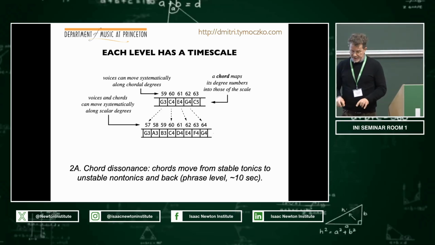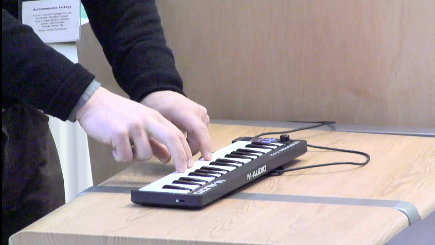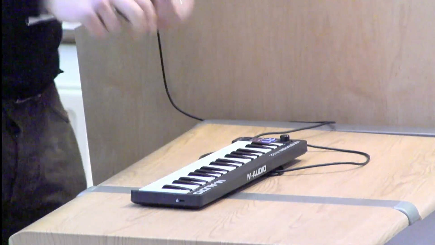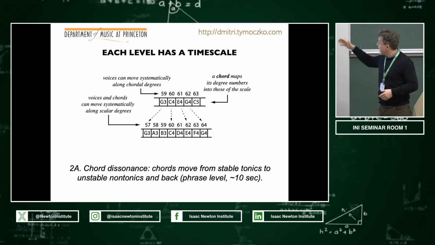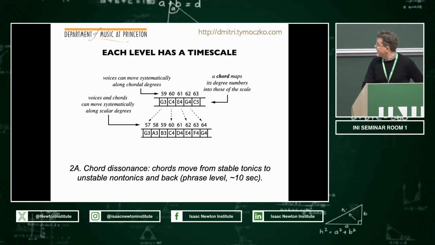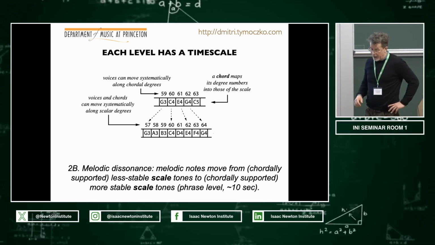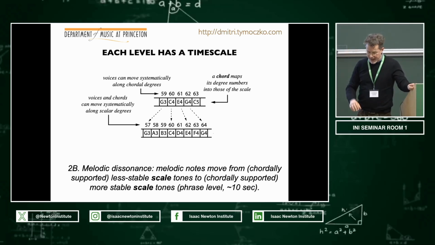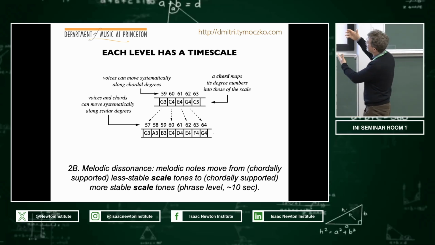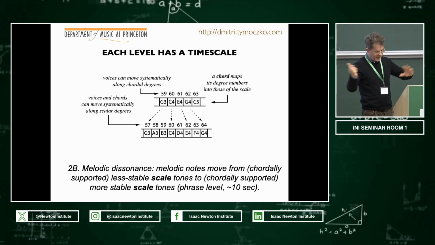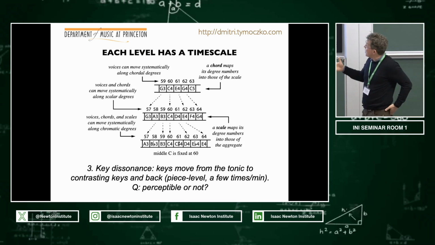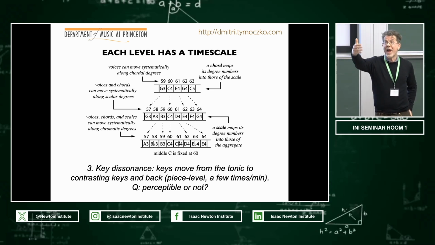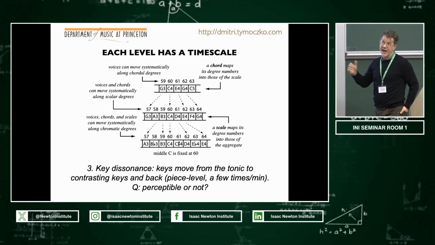We have another kind of dissonance that is caused by chordal motion, where the chords might be moving away from and back to a stable chord, and that's happening on the phrase level, so 10 seconds. Each phrase is about 10 seconds long. Connected to that, we have a higher level melodic dissonance that has to do with chordally supported notes moving from more stable scale degrees to less stable scale degrees. And then finally, we have another phenomenon where keys are moving away from home and back to home, and that's happening at the level of the piece.